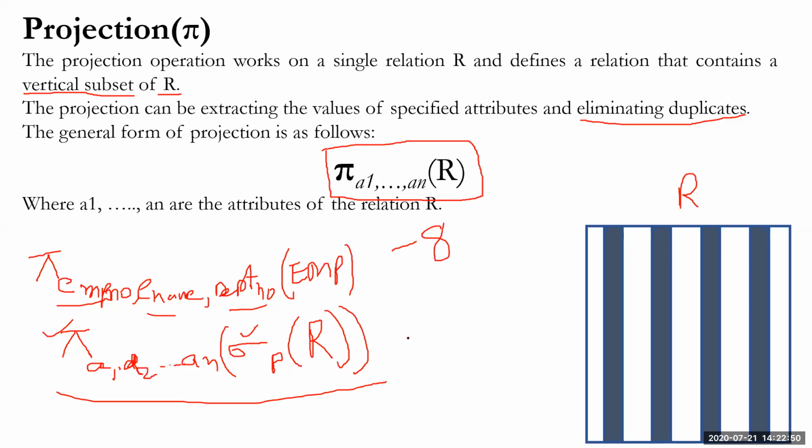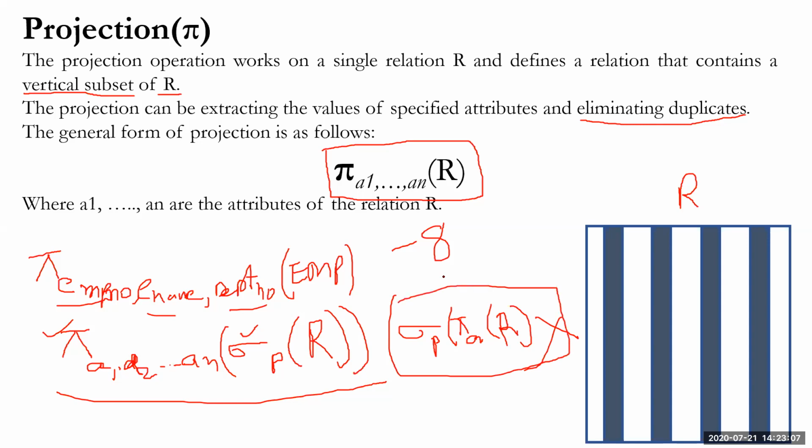You never operate something like this: some predicate followed by pi of some attributes followed by the relation R. It is illegal. You are not supposed to operate this. This is not valid here. Please remember this. This is valid.